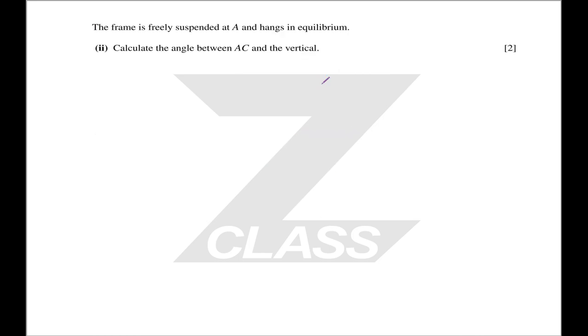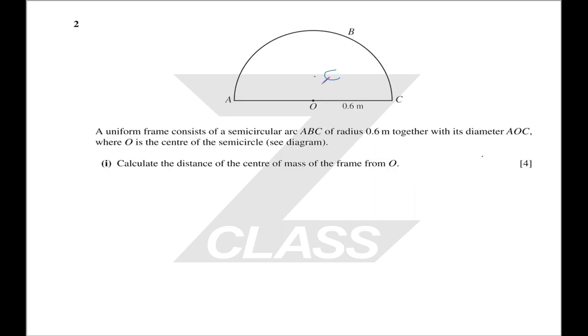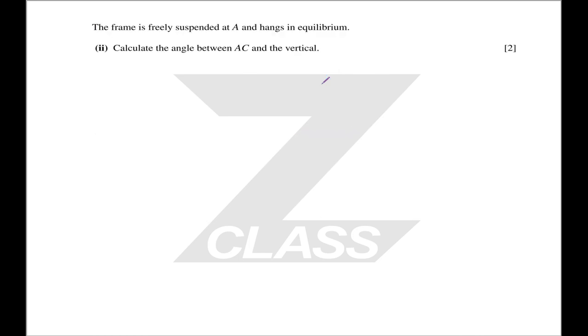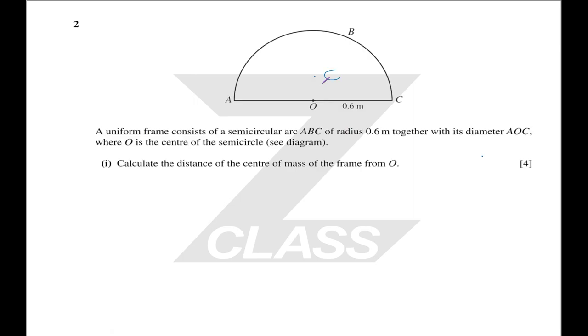So there we go. The frame is freely suspended at A and hangs in equilibrium. So A is the corner on the left. Calculate the angle between AC and the vertical. So the idea is, if it is hanging in equilibrium and we have an actual center of mass, let's call it G, somewhere here, the vertical is going to go from the point where it is hanging to the center of mass. And so this is our vertical line. And we want this angle here. Well, we know this length. This is 0.3, A to O. And we know this length because it's what we calculated in this question here. If we know the opposite, we know the adjacent, we can do inverse tan to get the angle.